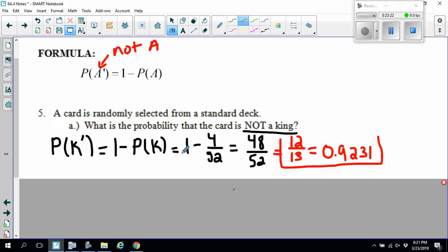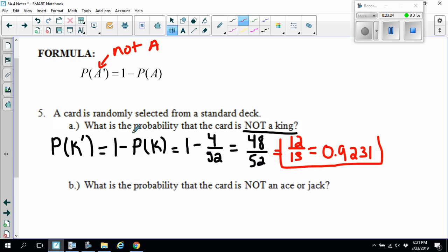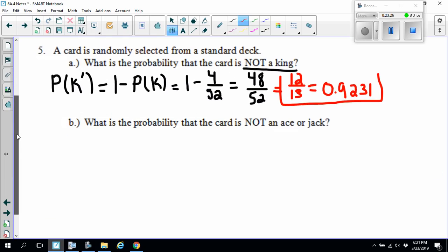Okay, let's look at 5B. Now, actually, what I would like you to do is go ahead and pause the video and try to set up and solve part B. This is once again just using the complement because notice it says not an ace or jack. Okay, so go ahead, pause the video, go try to set this up and try to solve this problem.